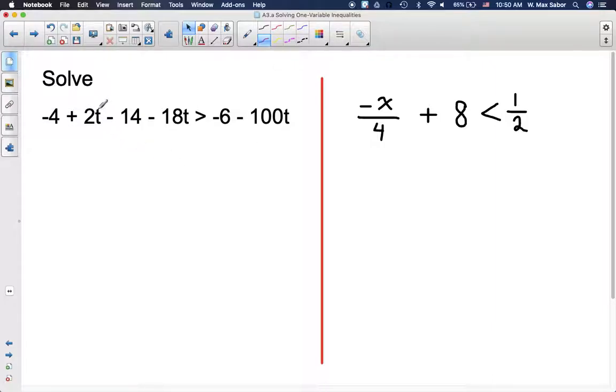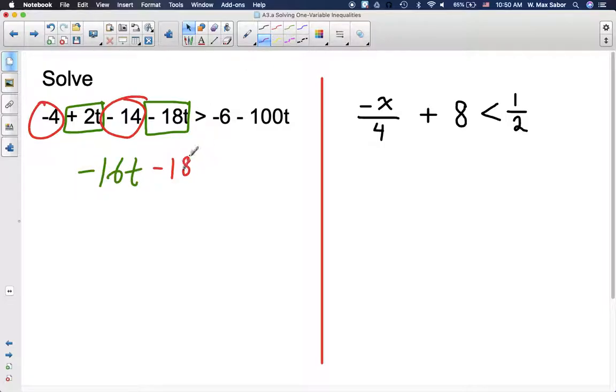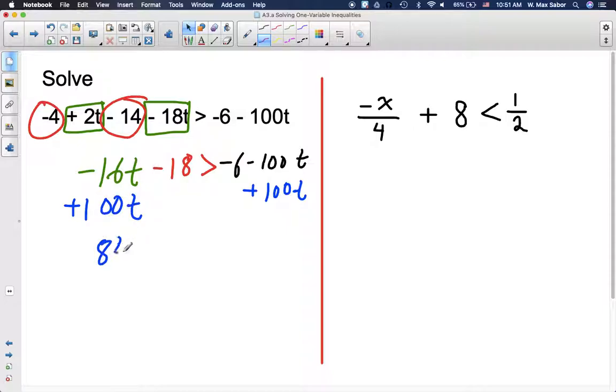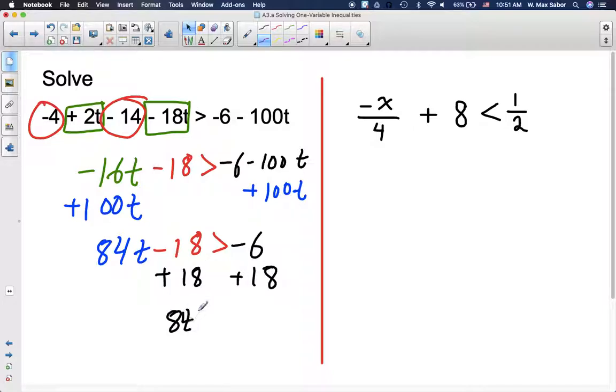Inequalities can have the same complexities that solving equations do. So here we have to combine like terms. When we combine like terms here, we get negative 16t minus 18 is greater than negative 6 minus 100t. I'm going to add 100t to both sides. This becomes 84t minus 18 is greater than negative 6. Now adding the 18 to both sides gives 84t is greater than 12.